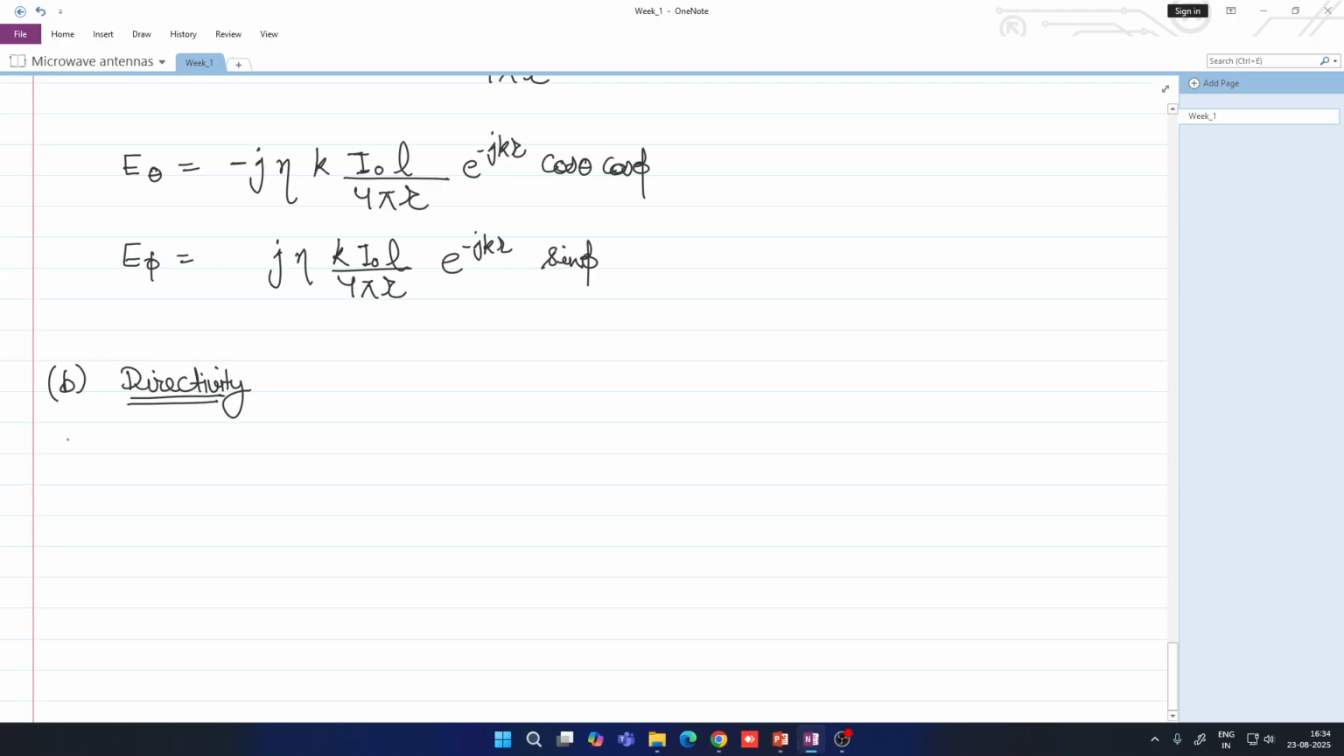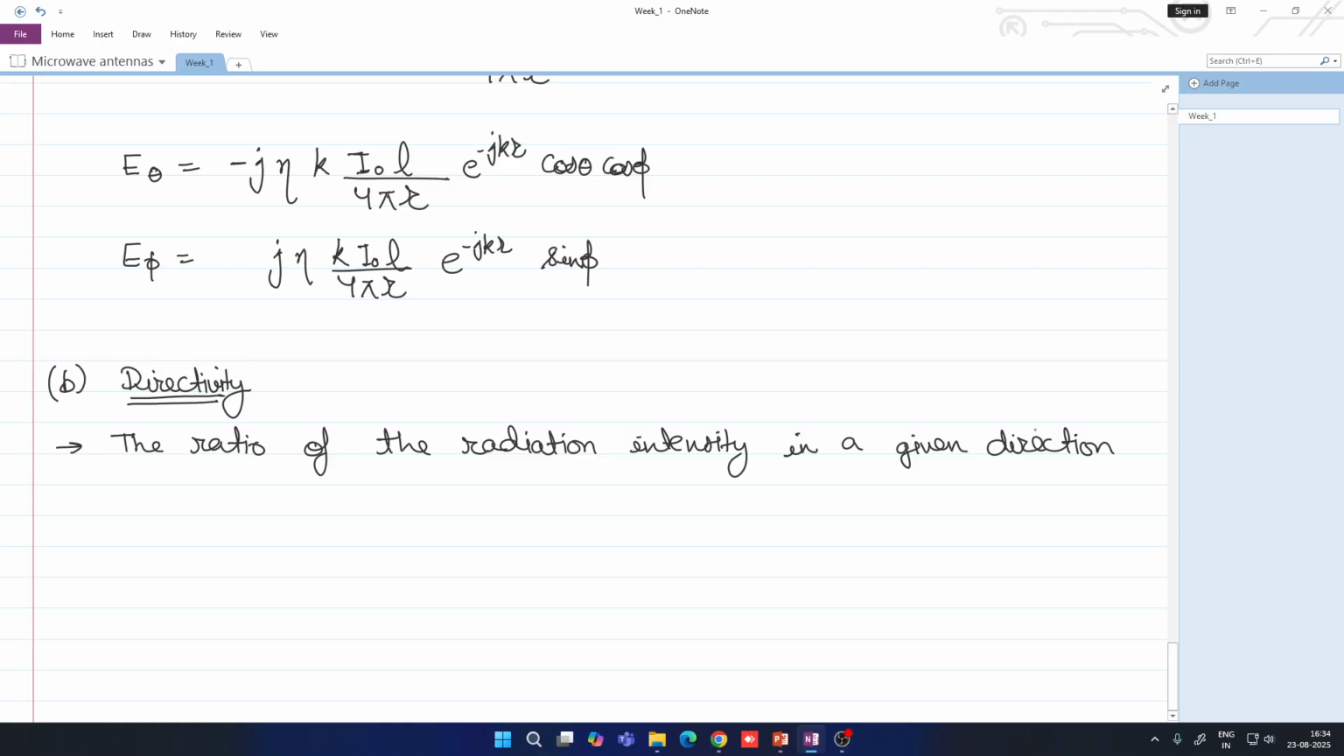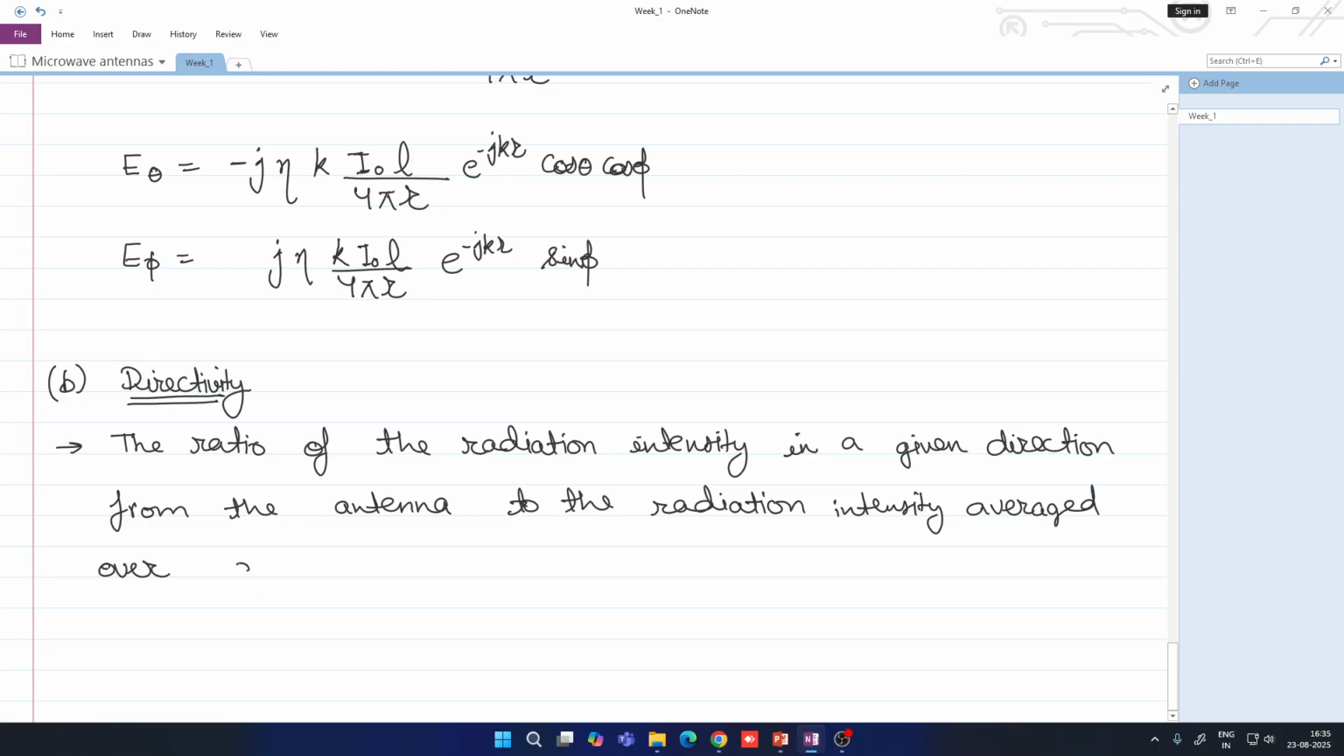Directivity of an antenna is the ratio of the radiation intensity in a given direction from the antenna to the radiation intensity averaged over all directions.